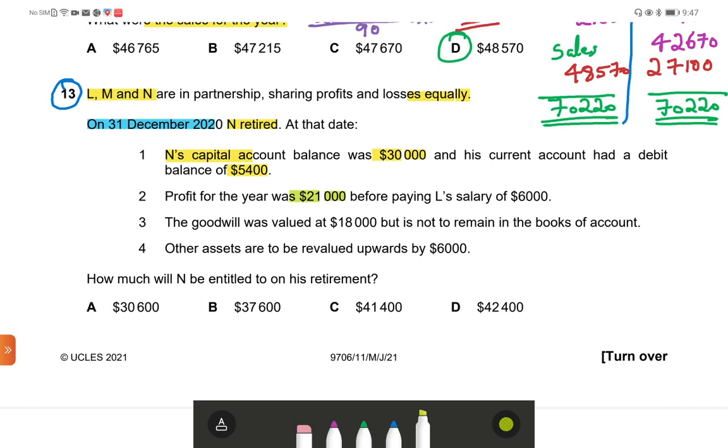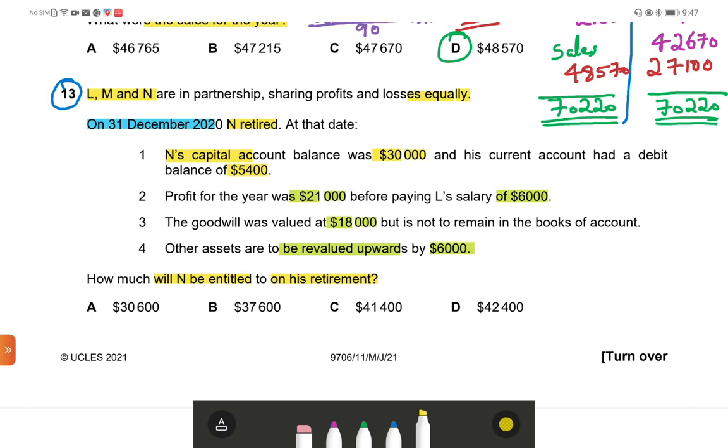The profit for the year is 21,000, before paying L's salary of 6,000. The goodwill was valued at 18,000 but does not remain in the books. Other assets are to be revalued upwards, increasing 6,000. How much will N be entitled to? How much will he get on his retirement? The question is, we have to find the total amount of N.